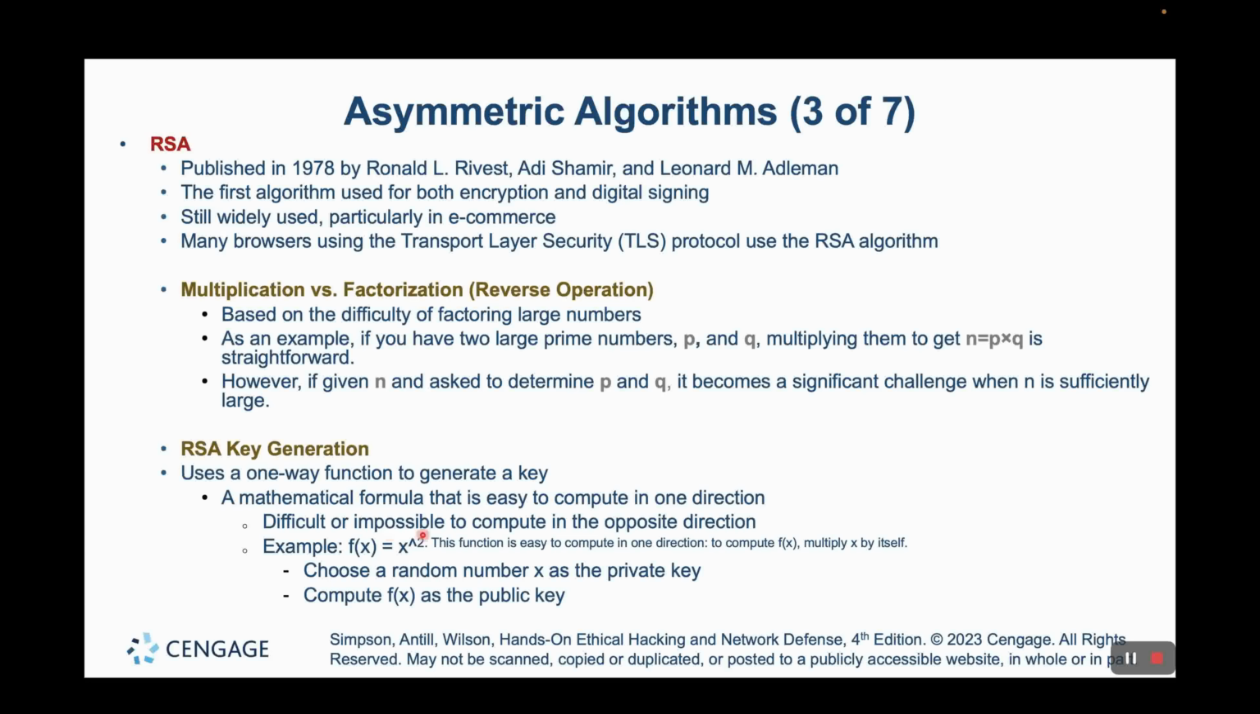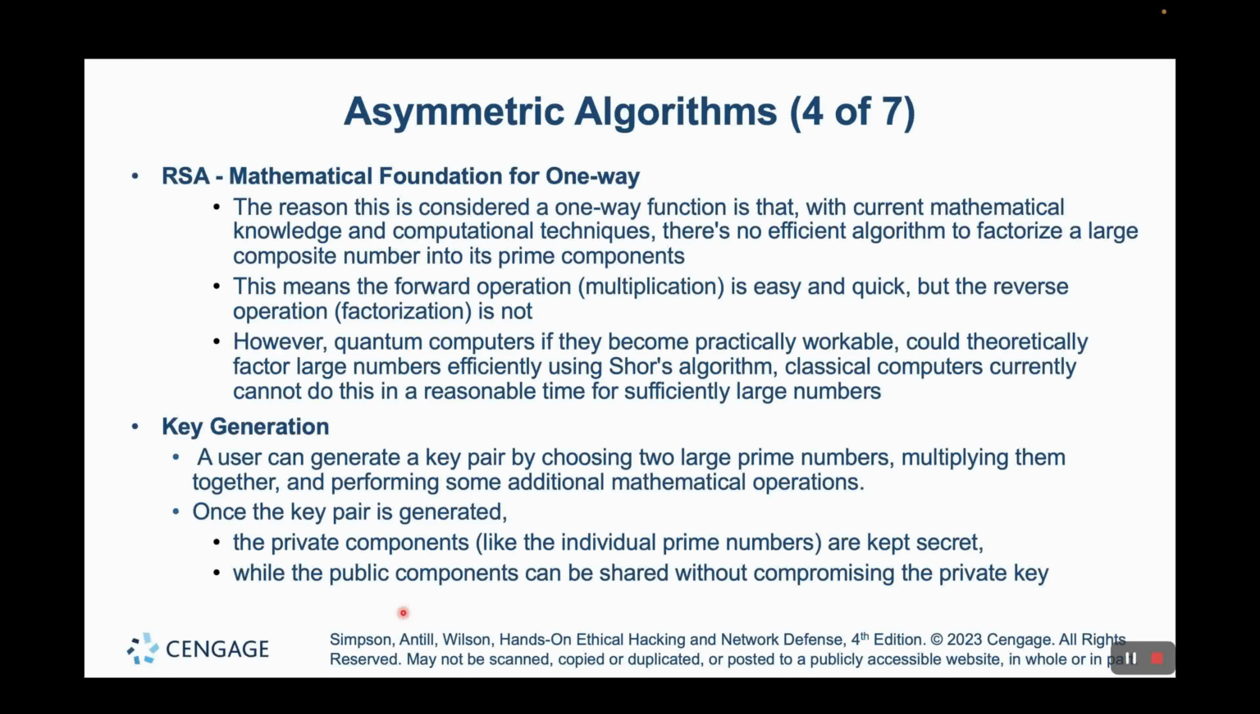I mean, here, look at it. This is the formula. This function is easy to compute in one direction, like to compute f(x), multiply x by itself. Then you choose the random number x as the private key, and then you compute it using the formula as a public key. Now, just to recap, to make sure that you understand the RSA concept carefully.